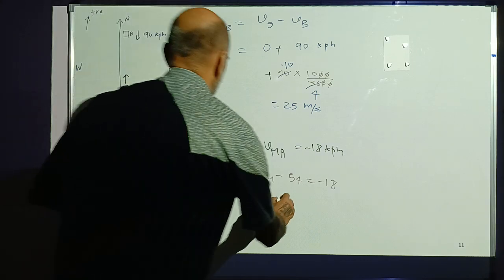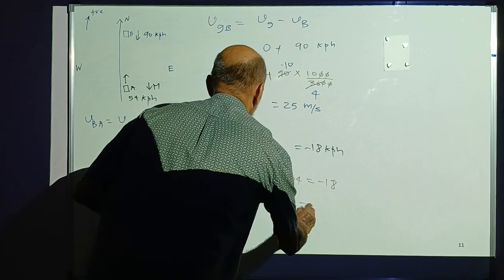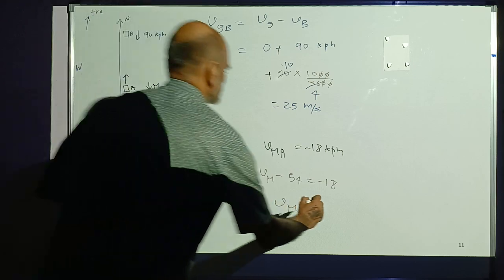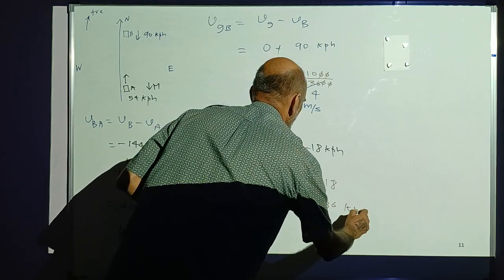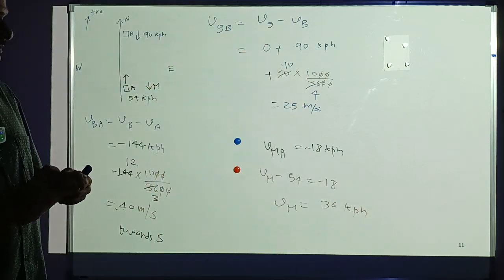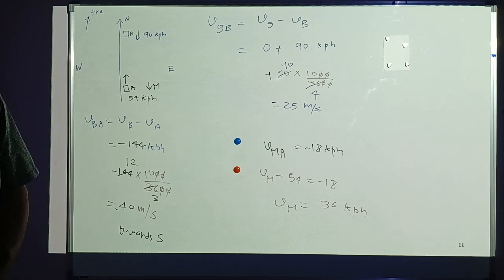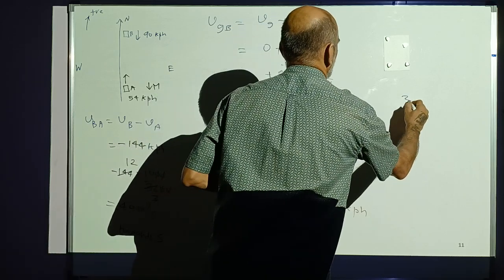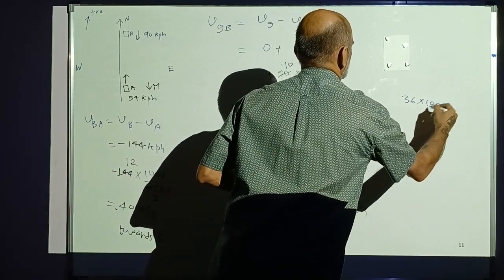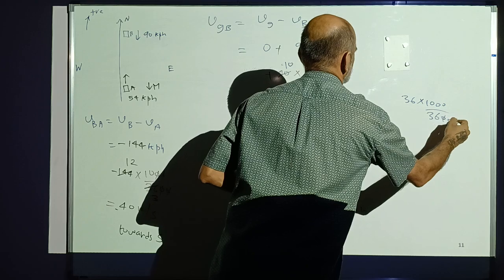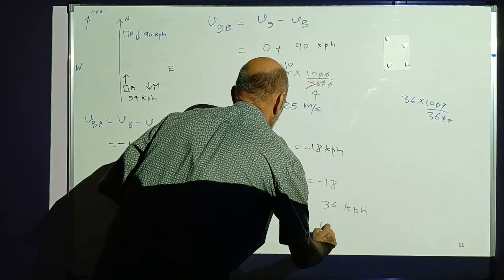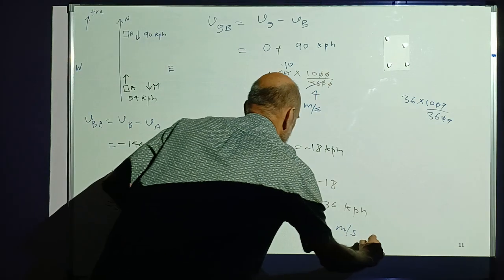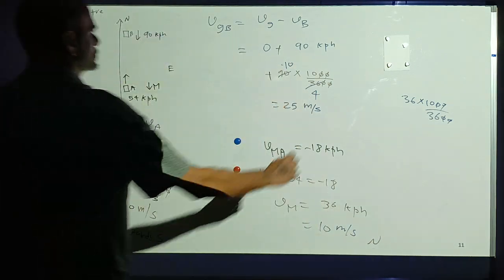So velocity of the monkey with respect to the ground will be obtained by adding these, which gives 36. This has to be converted to SI units: 36 into 1000 by 3600. So it's 10 meters per second. It's plus, so it's towards north.